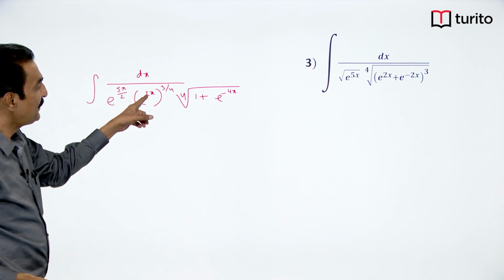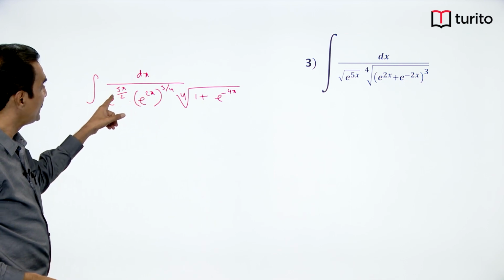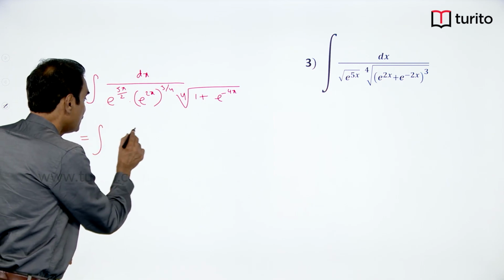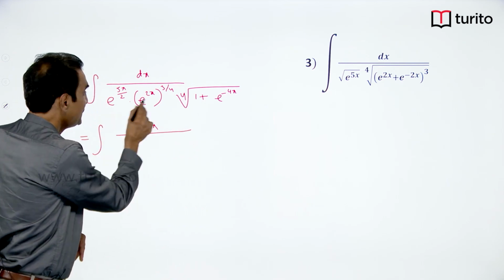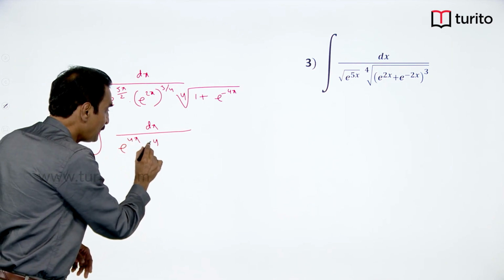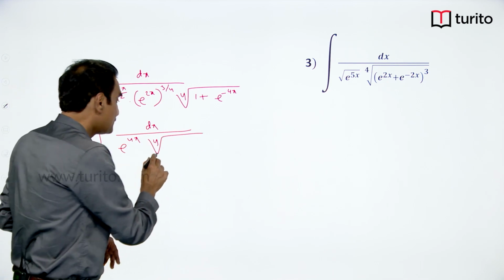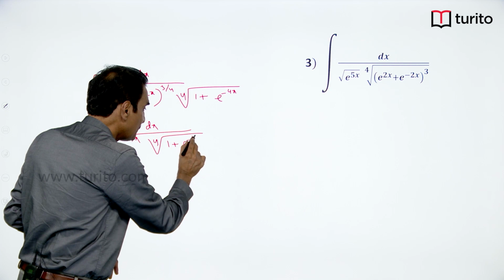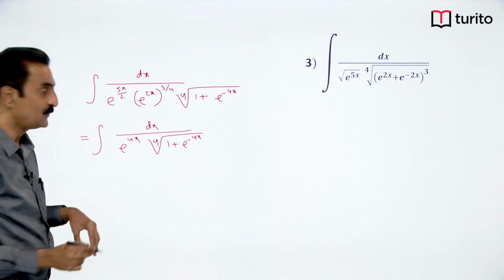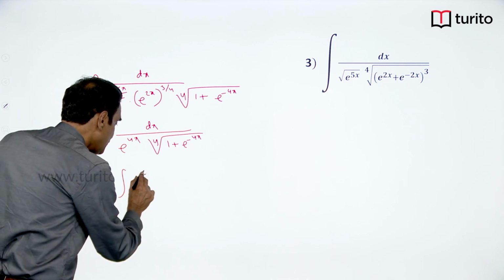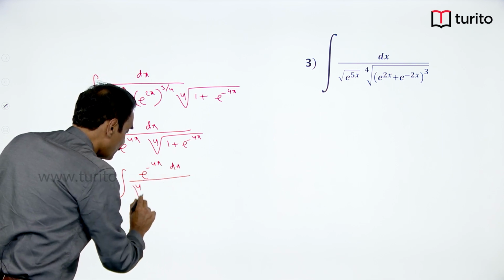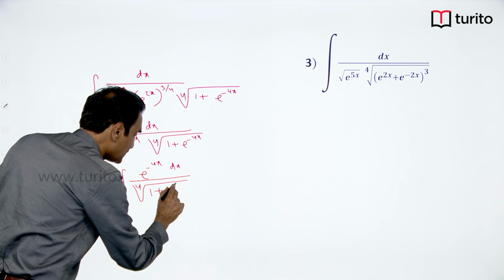Now, what is this? E power 3x by 2 into e power 5x by 2 will be this into this, we can add the powers, it becomes e power 4x into fourth root of 1 plus e power minus 4x. 1 by e power 4x is e power minus 4x. So, it is e power minus 4x dx by fourth root of 1 plus e power minus 4x.